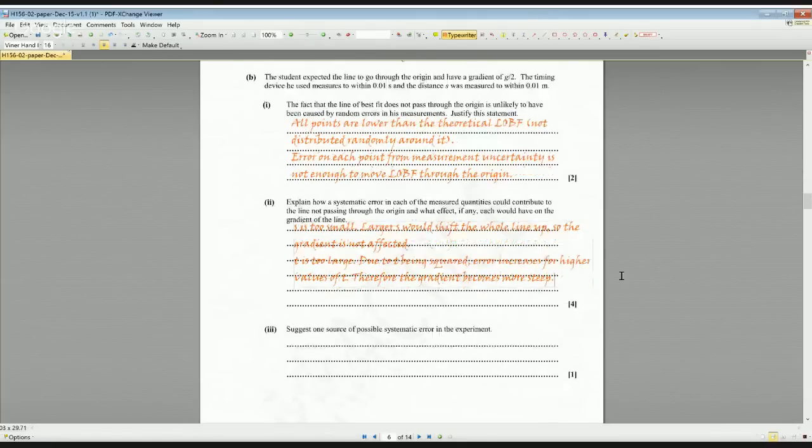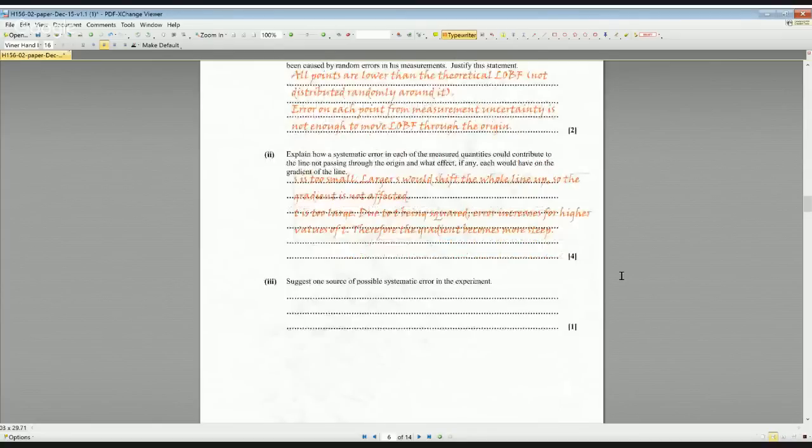So an error in s doesn't affect the gradient, an error in t does. The rule of thumb for you to remember in the exam for that question they ask is that if you're not squaring it, if you're not doing anything to every number other than just adding a value, then an uncertainty will not change the gradient. But if the value is being squared, then an uncertainty will change the gradient.